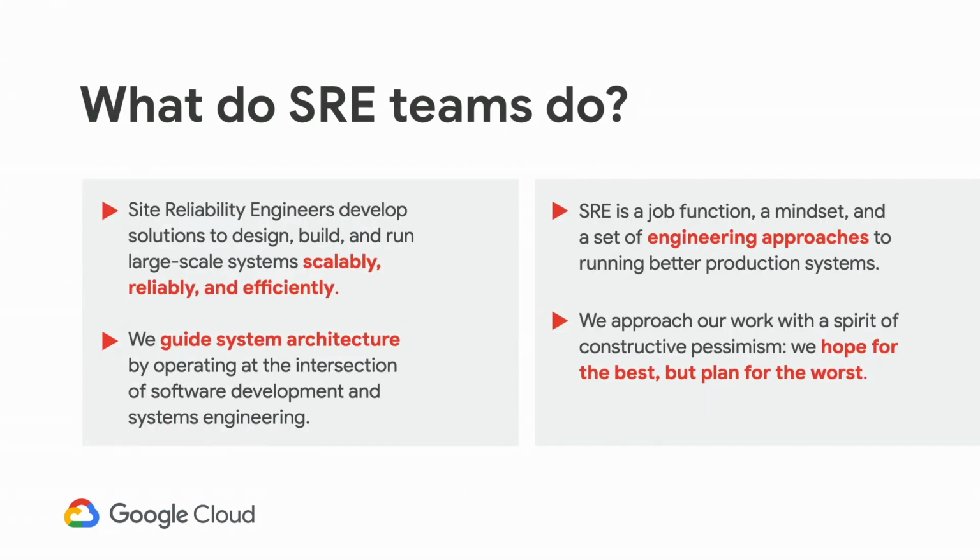In a nutshell, here's what SRE teams do. They write software and design systems to operate scalably, reliably, and efficiently. And SRE teams achieve that with a combination of 3 things: a group of people, a set of philosophies and mindsets, and also a set of engineering practices and tooling. So SRE requires all 3 of these.